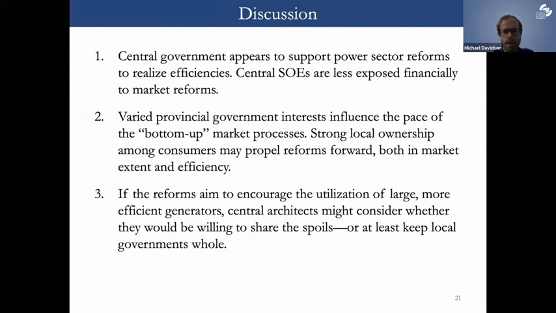And then a broader takeaway here is, if the reforms are aimed to encourage utilization of larger, more efficient generators, then central architects might want to consider whether they'd be willing to share the spoils. So this relates to the equity or distributional benefits that Jim and others talked about, or at least keep the local governments whole. If local generators stand to lose in this new market reform process to their central SOE counterparts, then there might be a need for other kinds of transfers to keep the provincial governments whole so that they can continue to engage in the market reform process.